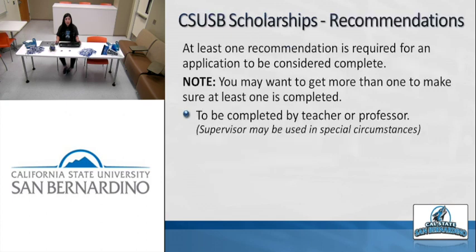For CSUSB scholarships, recommendations are you must have at least one recommendation letter for the application to be considered complete. You could get more than one. It would be used to determine, based off of the different committees on campus, they go over the recommendation letters and the scholarship applications to determine who they want to award the scholarship to. So the more information you submit to us, the better.